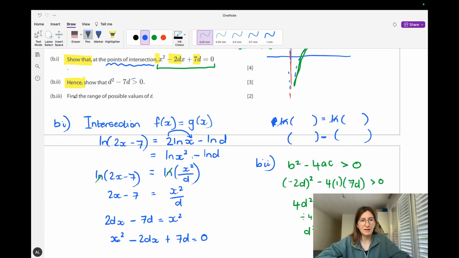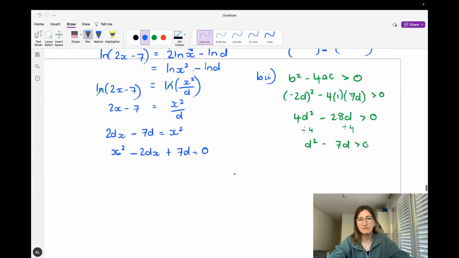And now that we've done that, this is still part of the question. Find the range of possible values of d. So I'm going to use this, d squared minus 7d, to find the possible range. They say range because it's more than 0, I know that d is more than 0, so there's certain values it can be. I'm not going to find what it's equal to, but I'm going to find a range of values that it is.